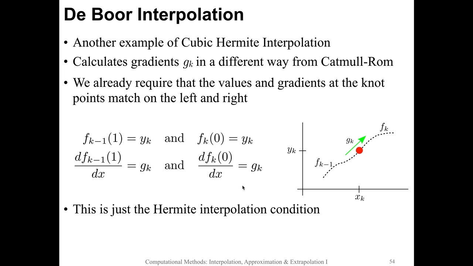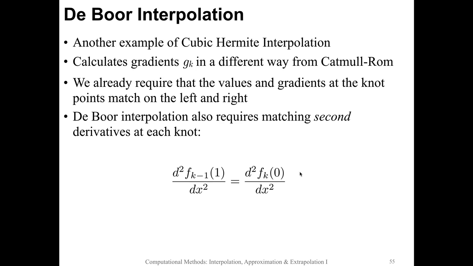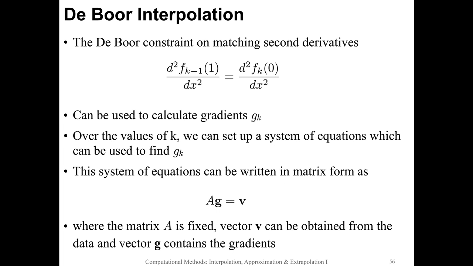The thing that De-Boor interpolation brings to this is a second constraint, a new kind of constraint, which is that we need to make sure that the second derivatives this time also match at each knot point. So the left-hand function should have a second derivative that is equal to the right-hand function evaluated at the start of its interval. So left-hand function at the end, second derivative should match right-hand function at the end, its second derivative. So this is the constraint for De-Boor interpolation.